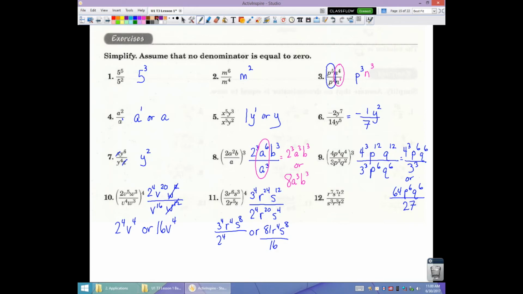And number 12 over here in the corner, I got r to the 7th over r to the 3rd, which is r to the 4th. I've got S 7th over S 3rd is S to the 4th. And t squared over t squared cancels. So r 4th, S 4th.